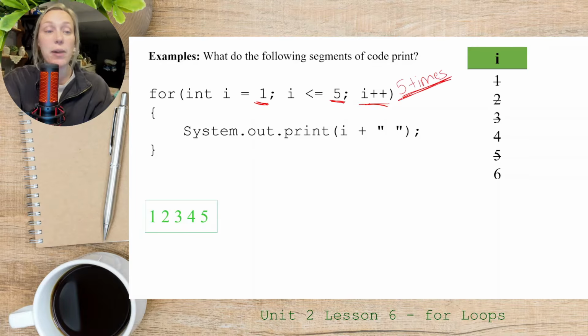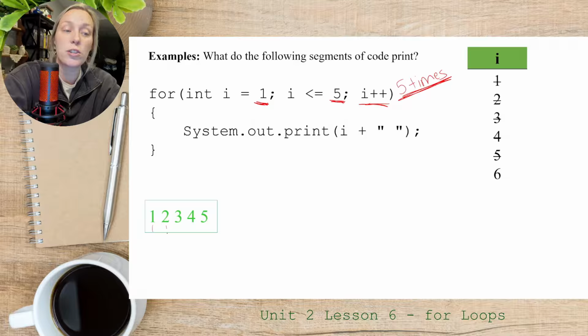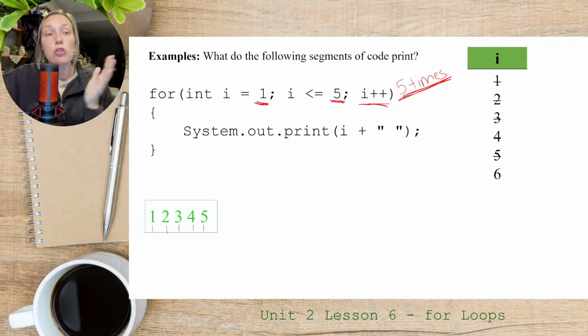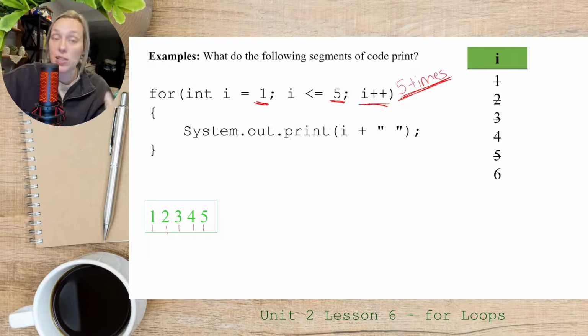Okay. And it did. It ran 5 times. It printed 1, 2, 3, 4, 5. So the loop ran 5 times. So just from the header, you know how many times the loop is going to run.